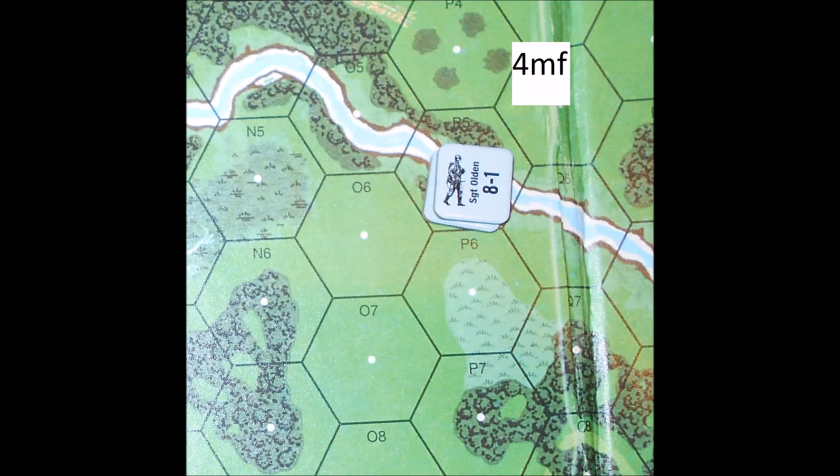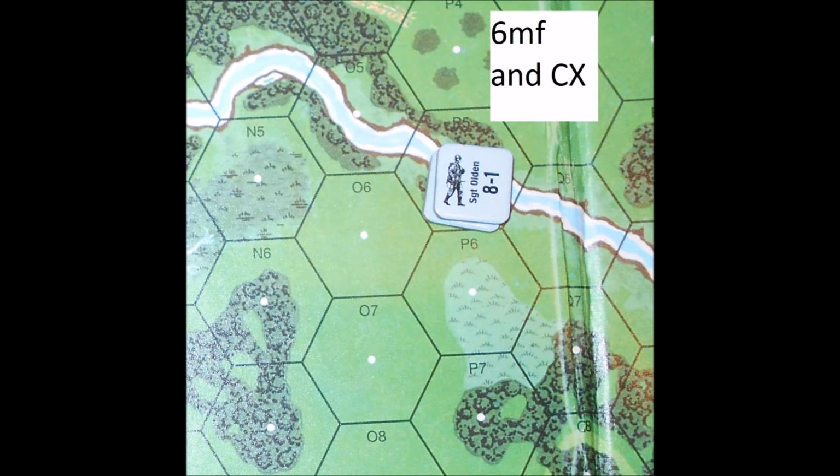Now let's go from P6 to P5. This is the classic woods stream gully hex. If it's dry, it would cost 4 movement factors to enter, 2 movement factors for the woods and 2 movement factors for the dry stream gully hex. If it's shallow, it would cost 5 movement factors, 2 for the woods and 3 for the shallow stream. If it's deep, it would cost 6 movement factors and become counter-exhausted. If it's flooded, then it would be a pond and they could not go in there at all.